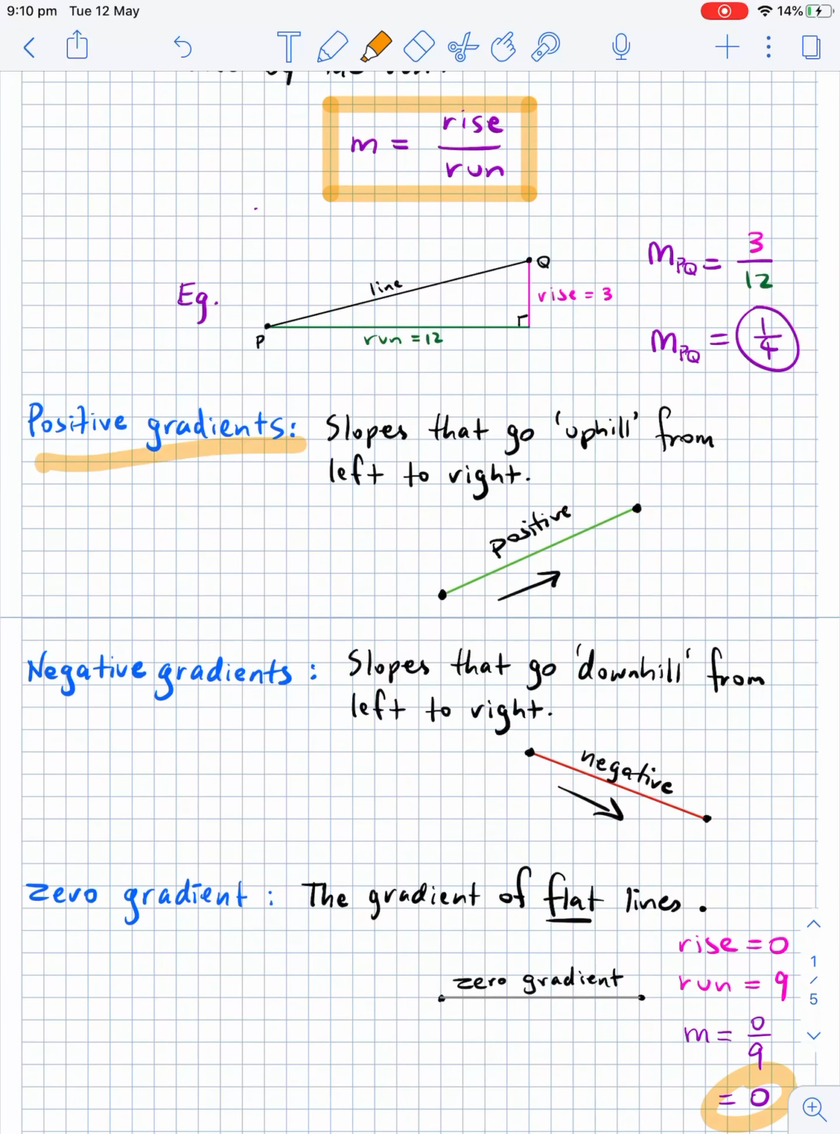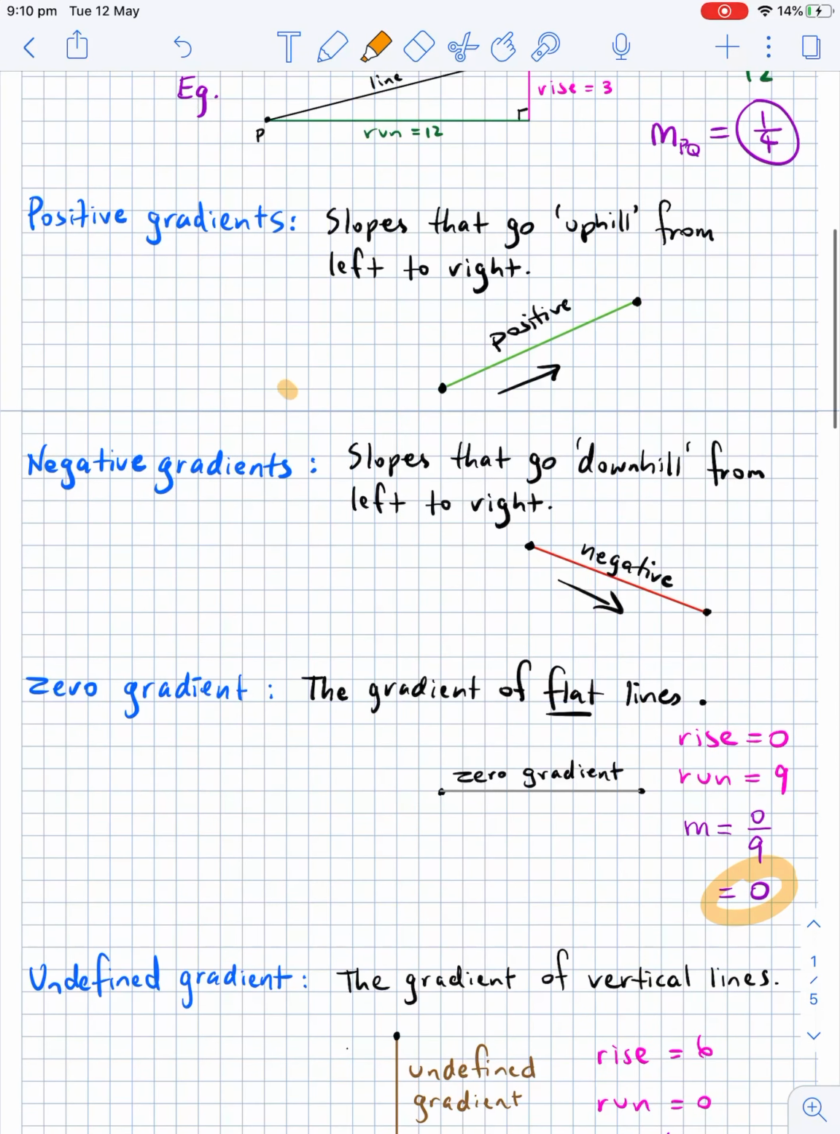So positive gradients, what are they? The slopes that go uphill from left to right. So if we see that it's going uphill like this line from left to right, we know that this gradient has to be some sort of positive number. So it's got to be bigger than 0. Negative gradients, numbers less than 0, are slopes that go downhill from left to right. So left to right, it's going downhill, so that gradient has to be negative.